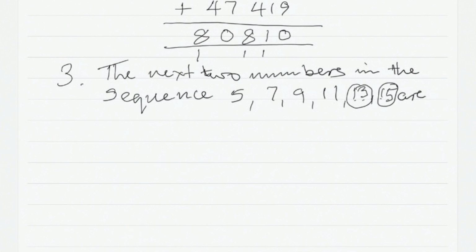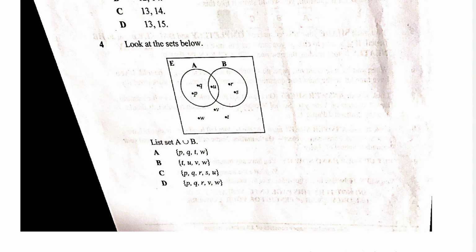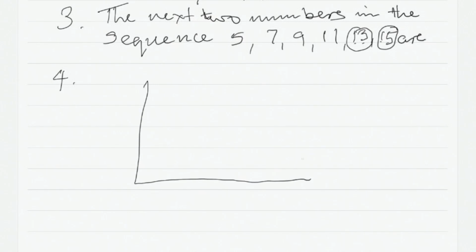Then we move on to the fourth question. The fourth question is looking at the union set. Before we can look at the union set, first of all, let's find out the numbers that make up the universal set. If you look at this Venn diagram that has been given to us, the Venn diagram is showing E. That letter E stands for universal set.